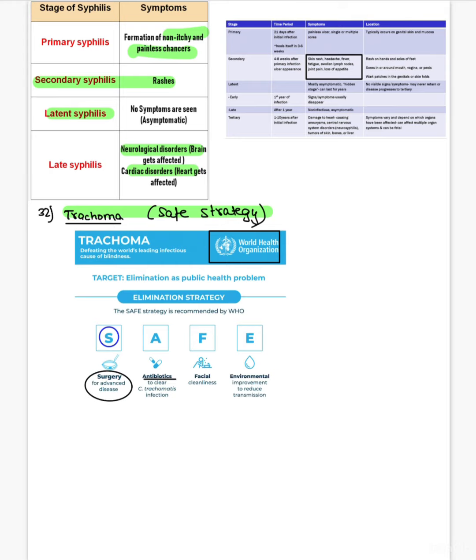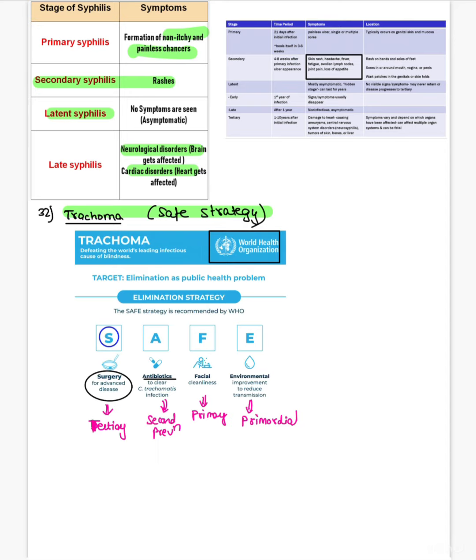Surgery is for advanced cases. The other thing that I expect can come in your coming exam: environmental protection is the primordial prevention. Facial cleanliness is the primary prevention. Antibiotics, early diagnosis and treatment, that is secondary prevention. And disability limitation and rehabilitation, that is your tertiary prevention.